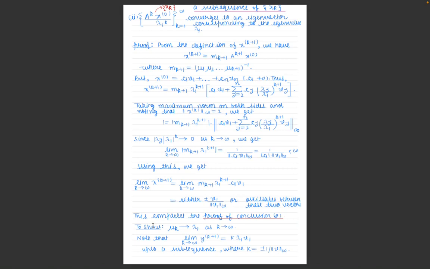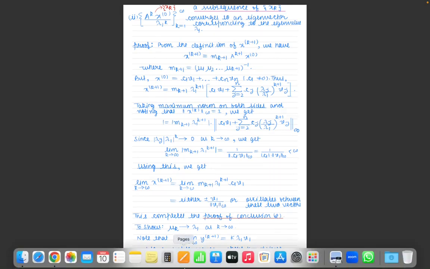So what does it mean? It means it will have two subsequences, and every subsequence either converges to plus v1 upon the supremum norm of v1, or minus v1 upon the supremum norm of v1. In either case, you just consider that subsequence and you will have this. So this completes the proof in conclusion 2.